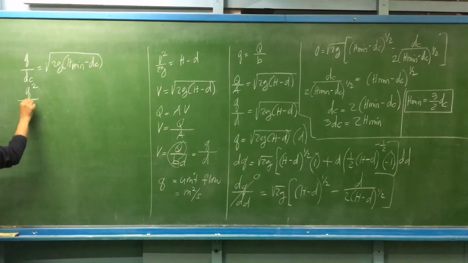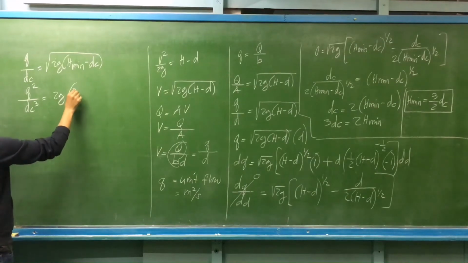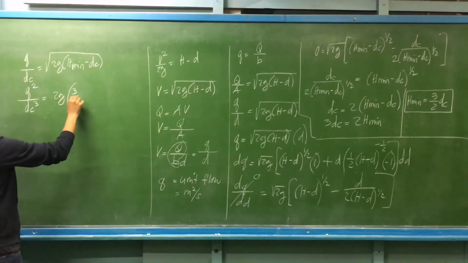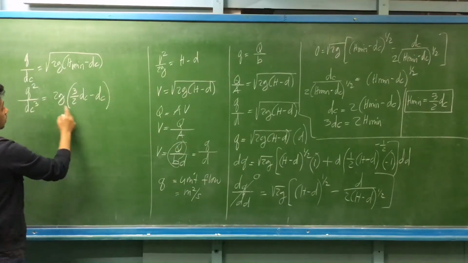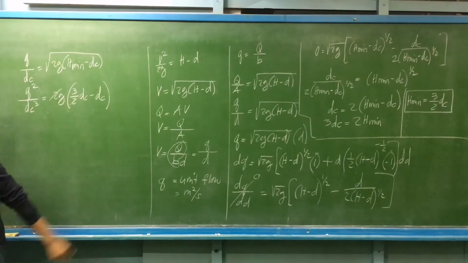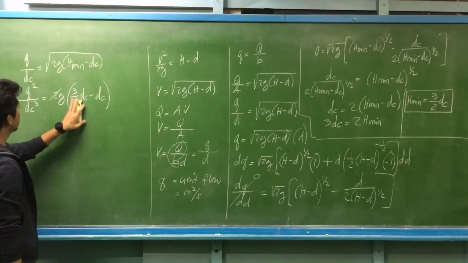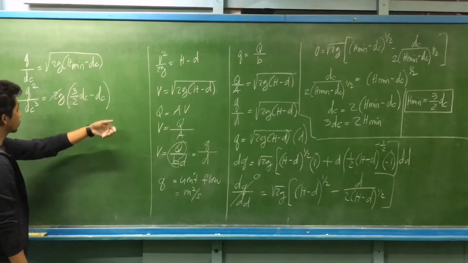Squaring both sides is equal to 2G. This is now multiplied by H minimum, which is 3/2 of the critical depth. So 3/2 of the critical depth minus the critical depth. So cancel the 2. That is the same as 3/2. 3/2 minus 1 is 1/2.